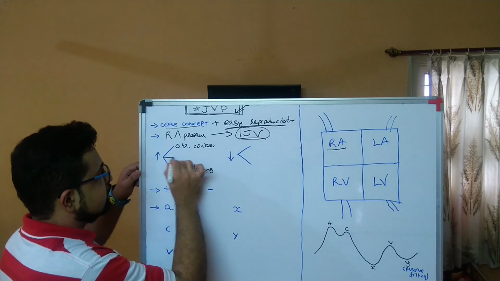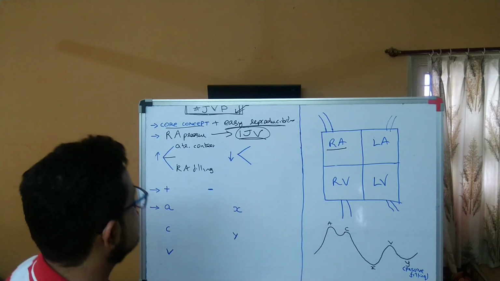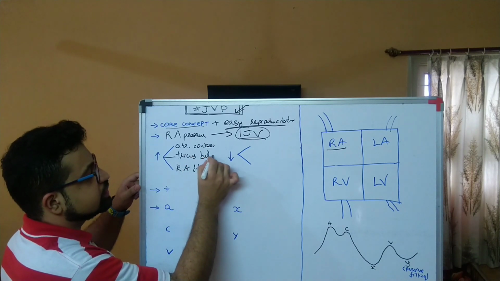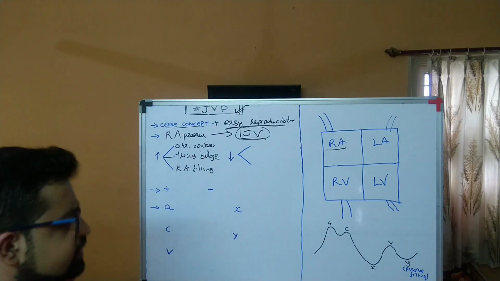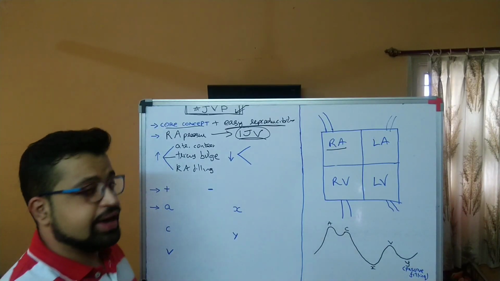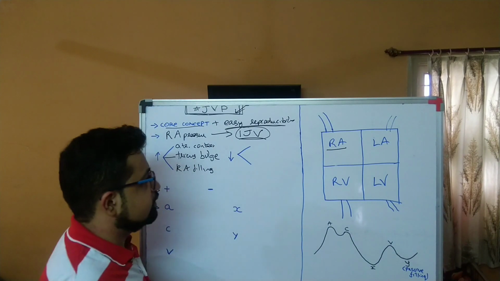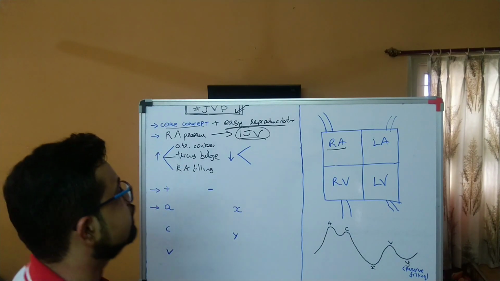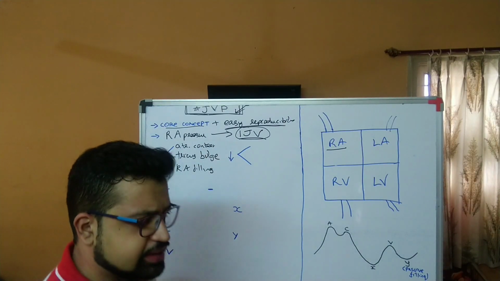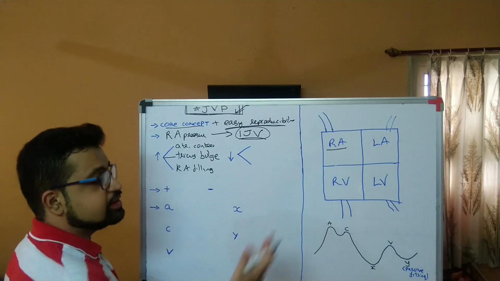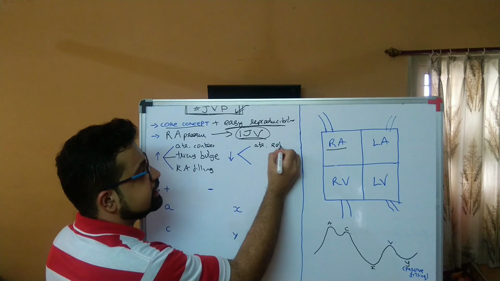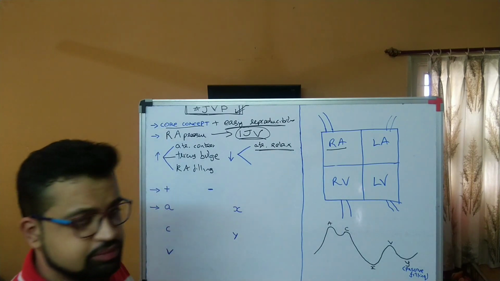So the third condition where you get an increase in JVP is tricuspid valve bulge. So three conditions, clear? Am I making sense? Atrial contraction, tricuspid bulge, and right atrial filling. Now let us figure out together when JVP would decrease. We discussed that when atrial contraction occurs, JVP increases. Similarly, when the atrium relaxes, JVP will decrease. Am I making sense?